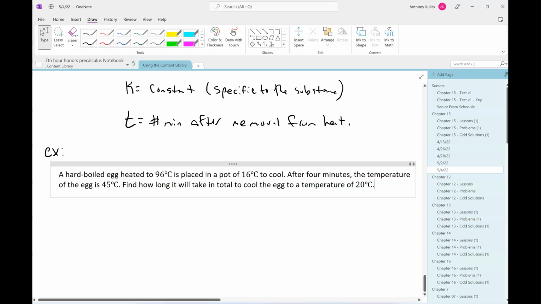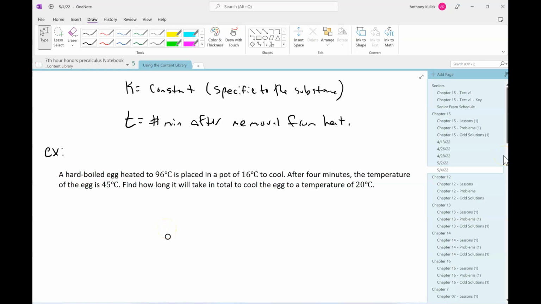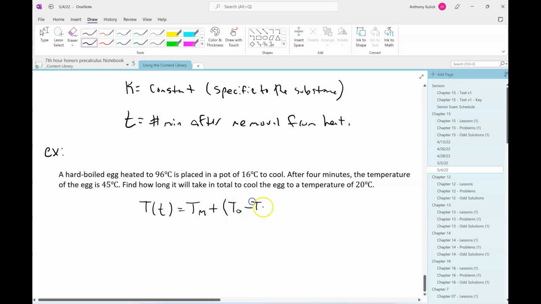Okay. Let's look at our example here. A hard-boiled egg is heated to 96 degrees Celsius in a pot and then placed in a pot of 32 degrees Celsius water. I think we forgot to say water there, to cool. After 4 minutes, the temperature of the egg is 45 degrees Celsius. Find how long it will take in total for the egg to cool to a temperature of 20 degrees Celsius. Hopefully nobody is surprised when I tell you that we should be using Newton's law of cooling here.